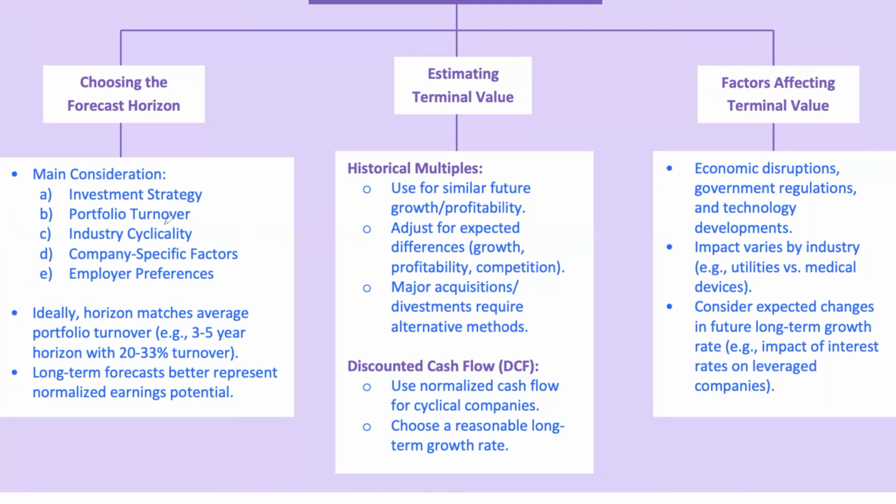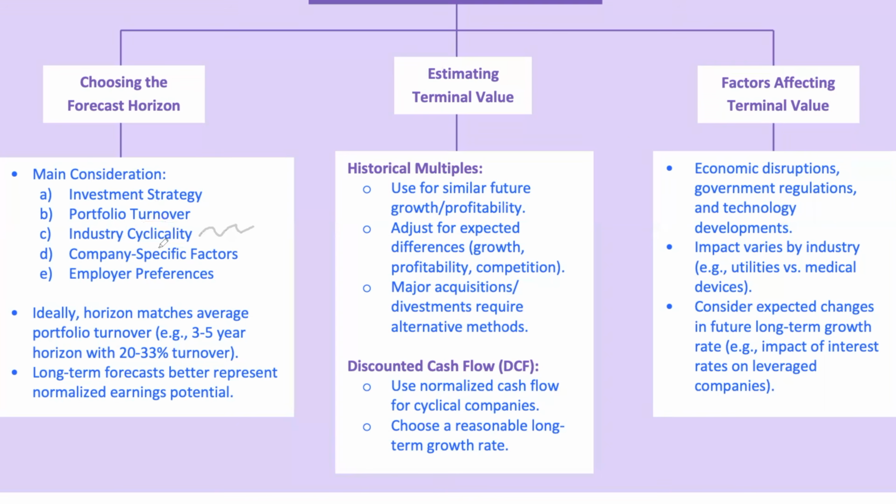But if your client is a buy and forget type, you're talking 10 years or more. Some industries are more cyclical than others. Think about the airline or automotive industries. They go through ups and downs based on economic cycles. Your forecast horizon needs to be long enough to cover a full cycle to see both peaks and troughs.